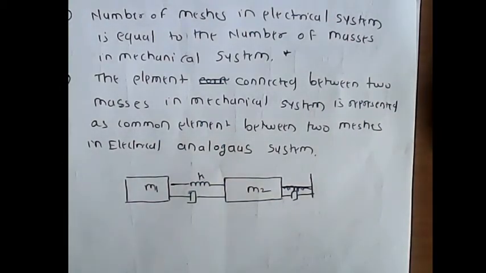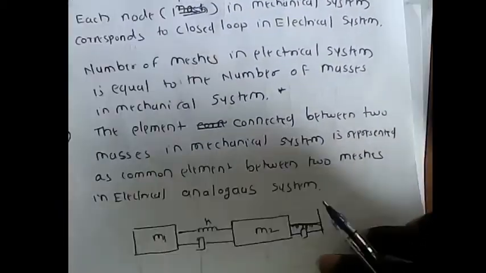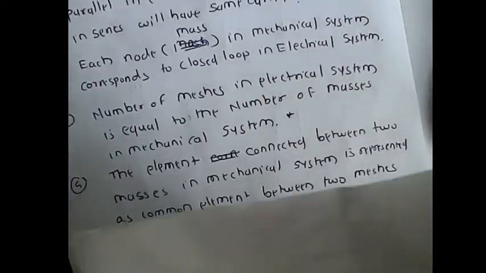For a better understanding of these rules, and by using this table, we can solve one example. On the basis of this example, we can consider a translation mechanical system having two masses. On M1 we apply a force, that is F.